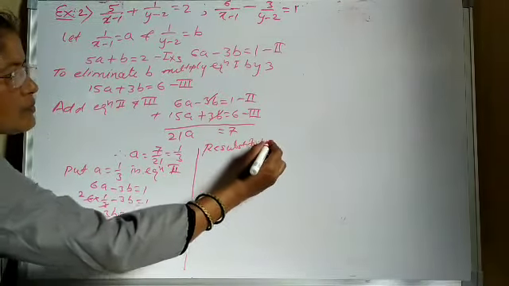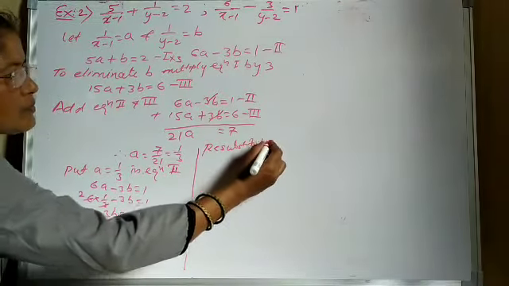Now we look at the next question, that is question number 4 of exercise 1.4. So 1 upon 3x plus y plus 1 upon 3x minus y is equal to 3 by 4. This is the first equation. Second, 1 upon 2 in bracket 3x plus y minus 1 upon 2 in bracket 3x minus y is equal to minus 1 upon 8. Now just observe, 1 upon 3x plus y and 1 upon 3x minus y, the same fractions are there in both the equations.